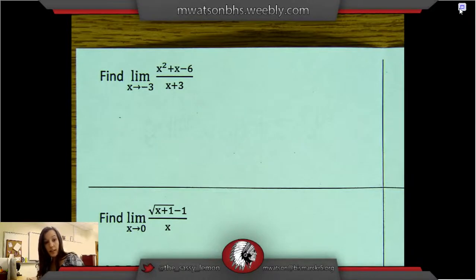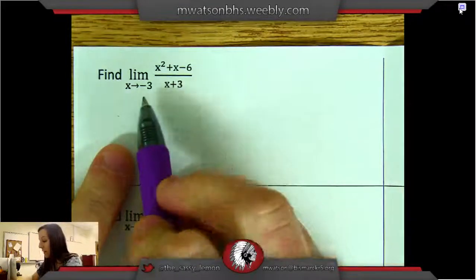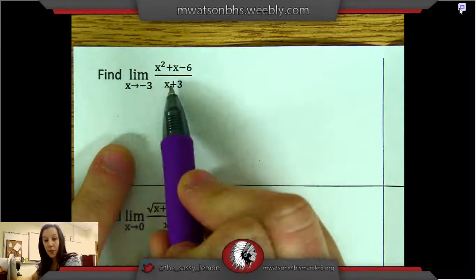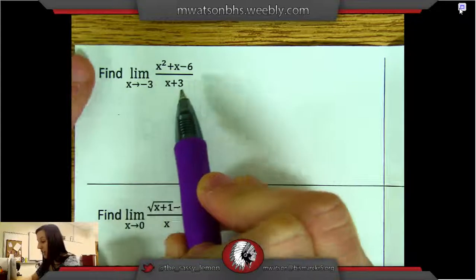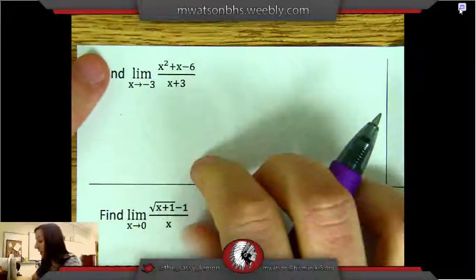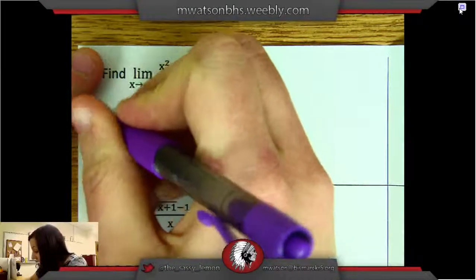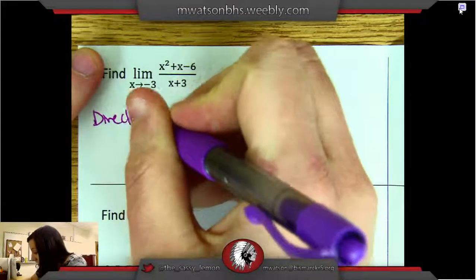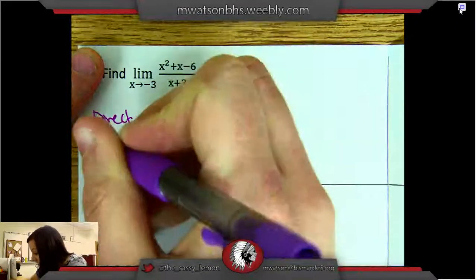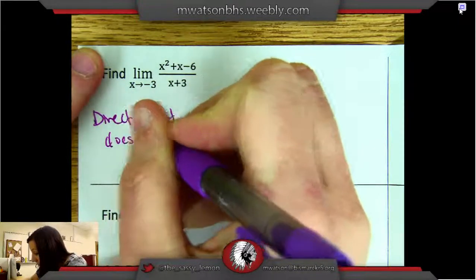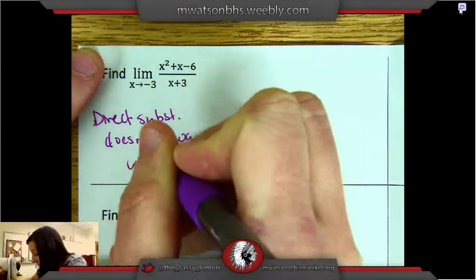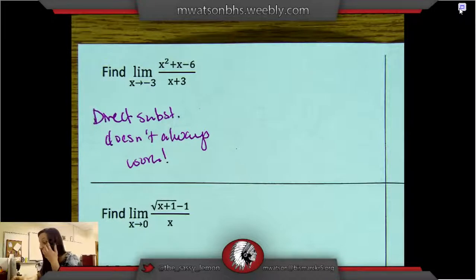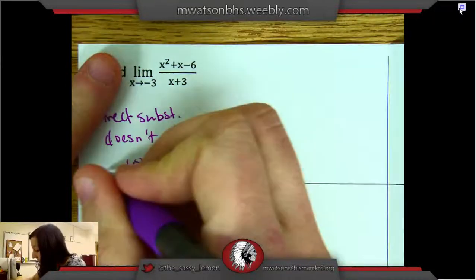But we can't really tell by just plugging in, because what's going to happen here is negative 3 plus 3 in the denominator gives you 0. And we can't have a 0 in the denominator. So over here I want you to write direct substitution doesn't always work. We're going to watch out for zeros in the denominator.